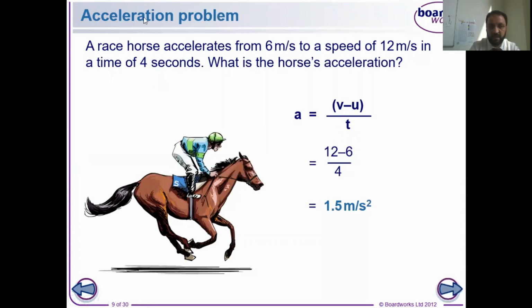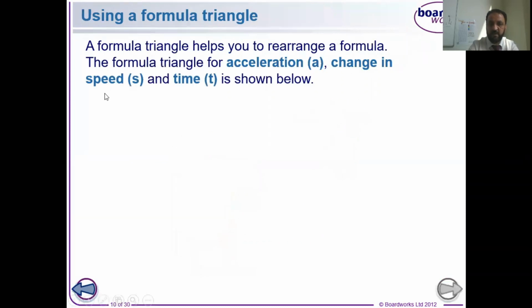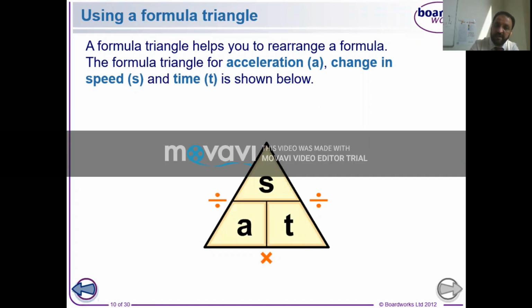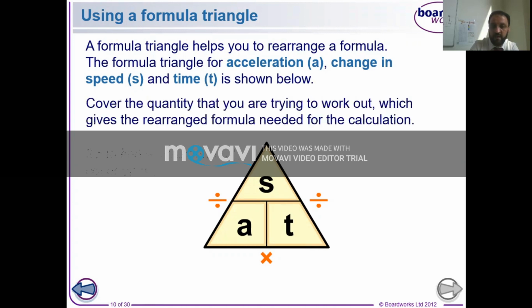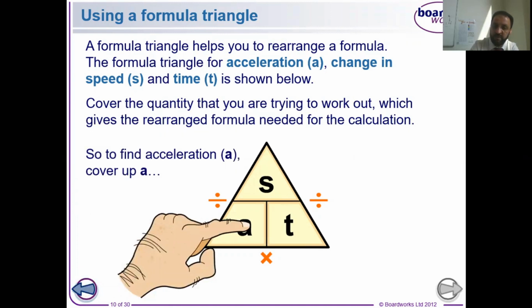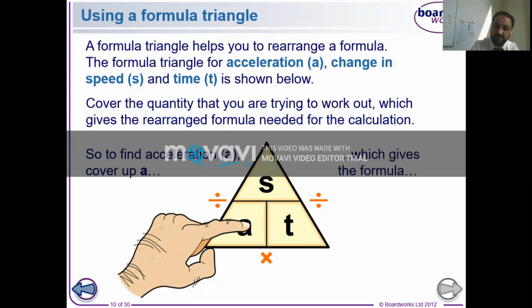I hope it is clear now. Let's go ahead. This is now the triangle formula, to rearrange this formula, so we can calculate the speed and time using it. If you want to calculate the acceleration, put your finger on the a, and you will get speed by time. Same thing you can do if you want to calculate the time: put a finger on t, it becomes speed by a. And if you want to find speed, you can write a times t.